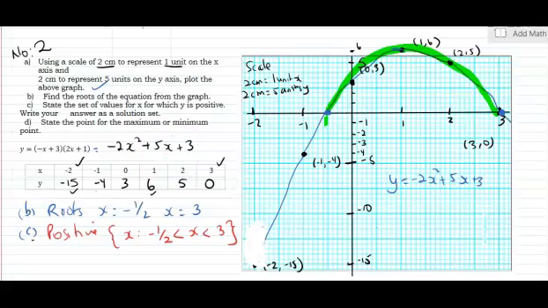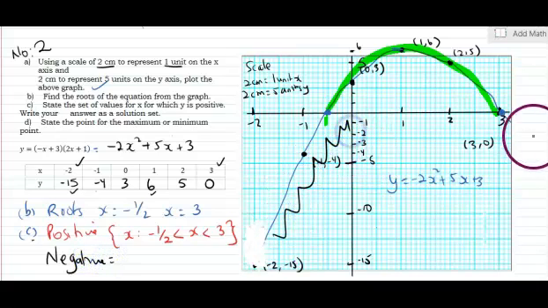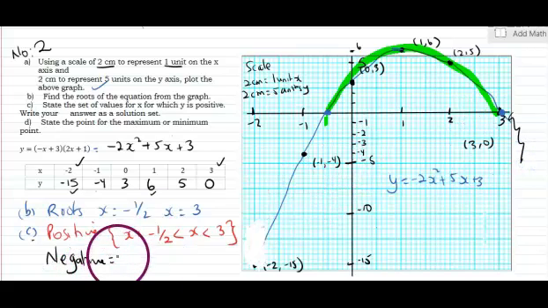Now say I asked you also, where is y negative? Y is negative actually below. So that's actually here, and well, this piece here, right? So below now will actually be set form. It'll actually be two sections. So it'll be x such that x is less than minus a half, or x is greater than 3. And that will be your answer if I asked you if it was negative. Right? So we've covered part C.